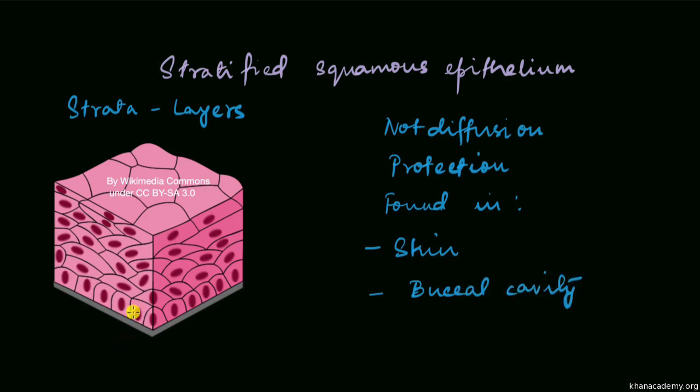And if you look closely in the stratified squamous epithelium, you can see that the top layers are indeed flat, like we saw in simple squamous epithelium. But if you look at the bottom layers, they're not quite flat, right? They look more like cubes. And still they're called squamous because the stratified squamous epithelium is named after only the topmost layers. And stratified squamous epithelium is also called compound epithelium, as opposed to simple epithelium, because it has many layers.